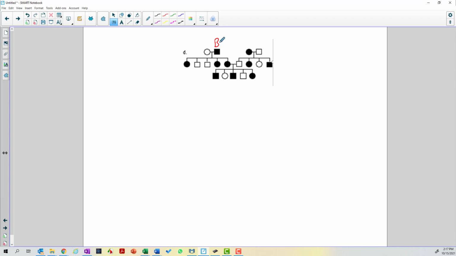So the most likely is going to be dominant. And so I'm just going to work through it and just make sure it does work. So if it's dominant, could this one here exist? Well, they get a big B from this parent, and they get a small b from that parent. So it could exist. Could this child here exist? Well, yes, they get a small b from this parent, and they can get a small b from that parent.